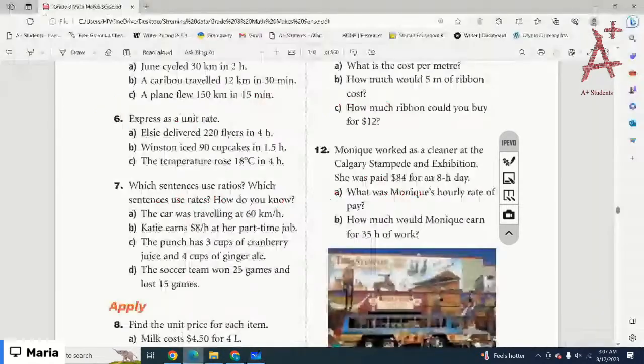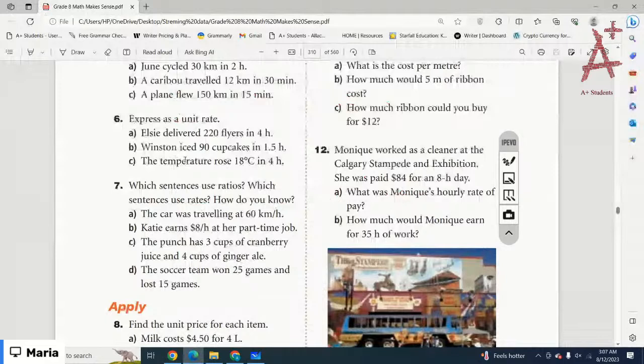Okay, the next one is Winston iced 90 cupcakes in 1.5 hours. You have to calculate for 1 hour, so just divide 90 by 1.5. Whenever you have to calculate the unit rate, you have to divide the given value, like 220 in 4 hours, so you have to divide 220 by 4.